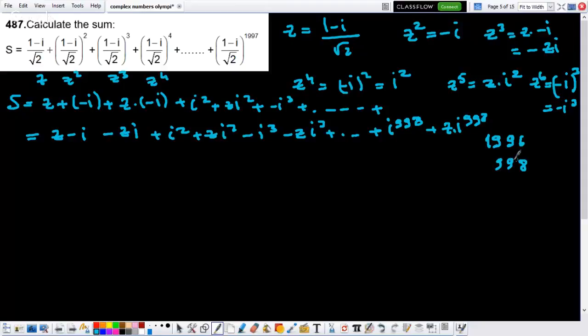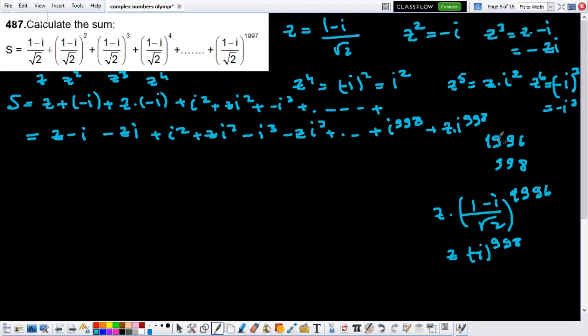And here, again, I'm repeating this part. 1 minus i over root 2 to the power of 1997 is equal to z times 1 minus i over root 2 to the power of 1996, you know that one. Z times, this is i to the power of 998, because z squared is equal to minus i. The last term, it must be like this. And I got one sequence here.